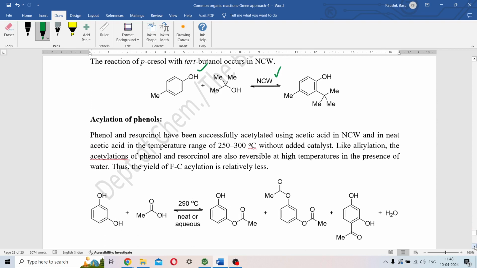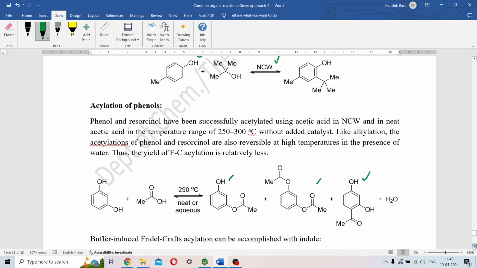This has also been done in acylation of phenols. Phenols and resorcinol have been successfully acylated using either acetic acid in near critical water or in neat acetic acid, where the temperature is increased to 250 to 300 degrees centigrade. Obviously pressure has been increased as well, and no catalyst is needed. However, in this case the yield is somehow low, because the O acylation is quite prevalent. We get some of this product, but these mono O acylated or di O acylated products are also there.